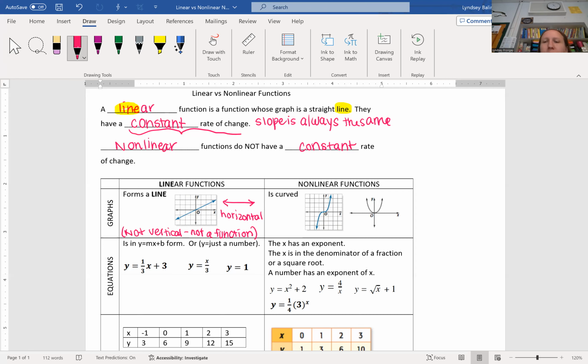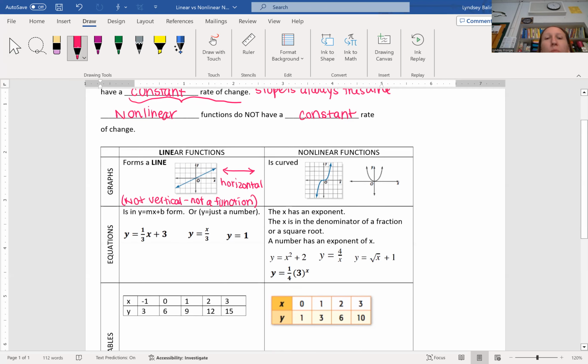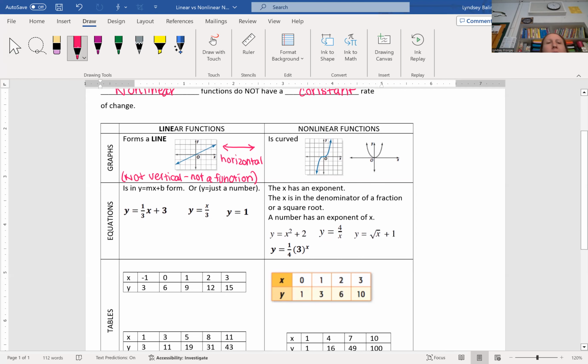Our equations, you have to look a little bit more at these to decide. So for our linear functions, it's usually going to be in that y equals mx plus b form, or y equals just a number, because that's the way we write our horizontal lines. The second one, even though it doesn't look like y equals mx plus b, technically we could rewrite it as y equals 1/3 x, and then it would be in y equals mx plus b form. Our m would be 1/3 and our b would just be 0.